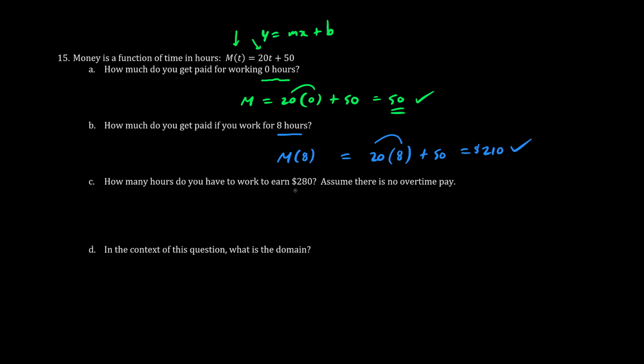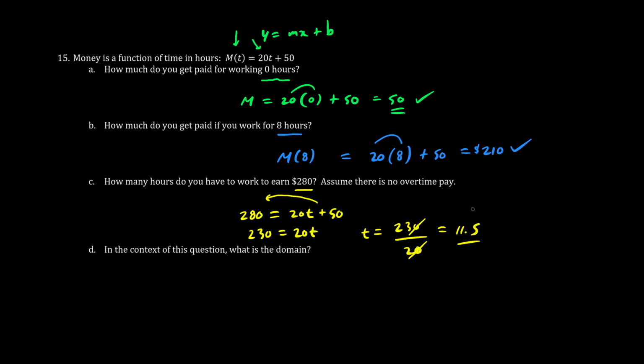Now suppose our goal is to make $280. We know that the y value, or the m, is 280. And the formula is 20t plus 50. Let's throw this 50 over. So 280 minus 50 is 230, equal to 20t, and we'll divide both sides by 20. So t is equal to 230 divided by 20, and we'll just knock off the zeros. What's half of 23? It's 11.5. So we need to work 11.5 hours, assuming there's no overtime pay.